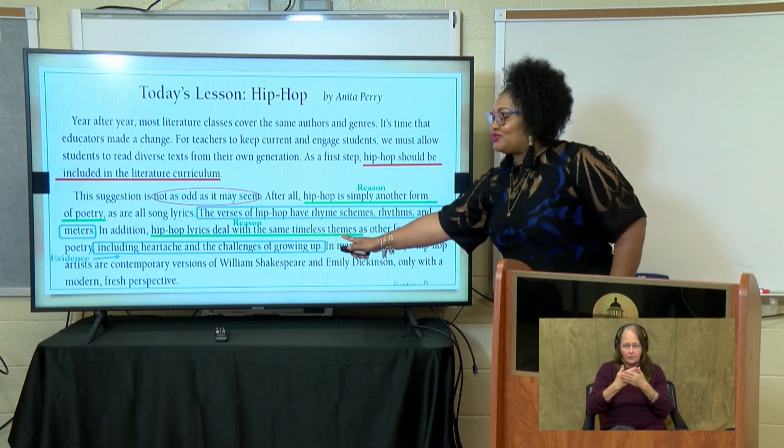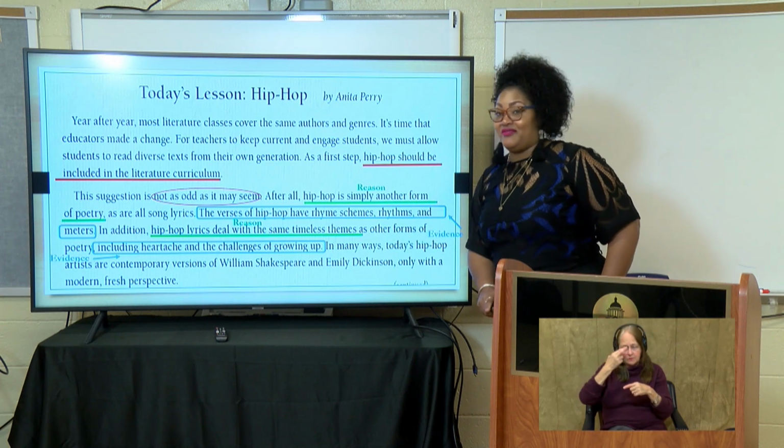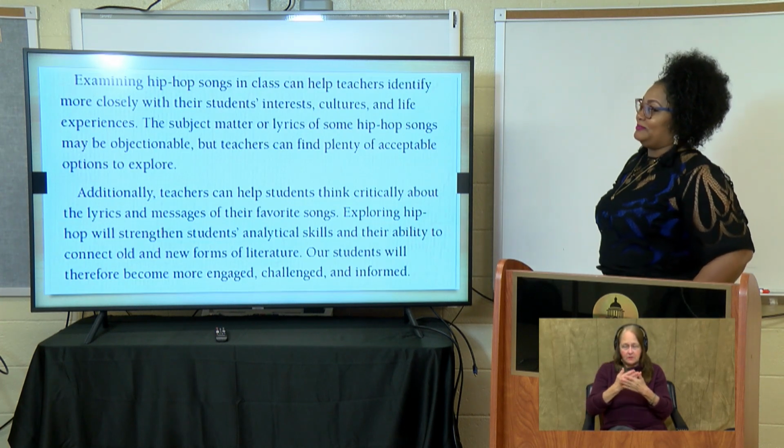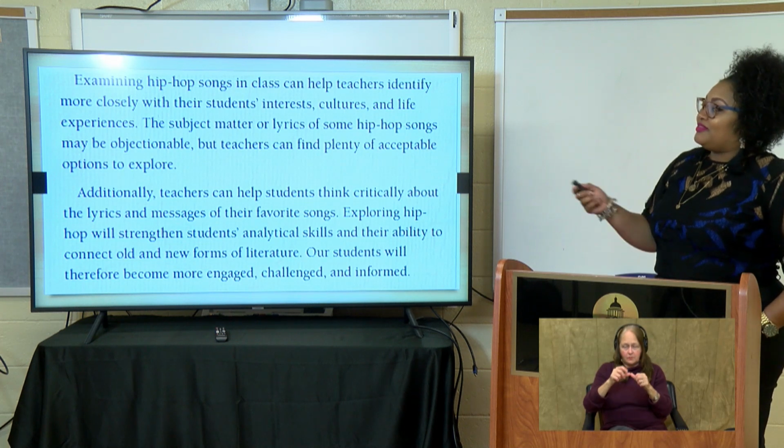Well, her rebuttal here, she stated that it's not as odd as it may seem. She goes on to prove that by going over those reasons and her evidence. Let's keep reading. Third paragraph.